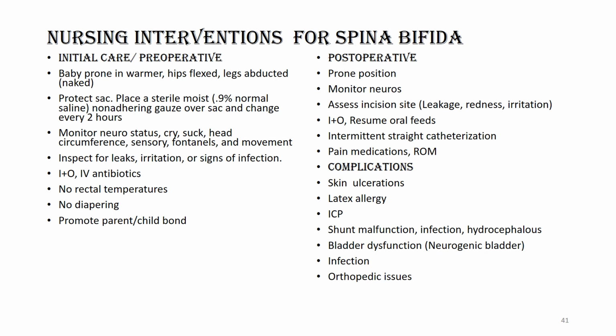The nursing care for the baby preoperatively: the baby's born and will be placed naked, prone, in a warmer with their hips flexed and their legs abducted. The sac will be present, so you want to protect it with sterile, moist, non-adhering gauze over the sac, and it needs to be changed every 2 hours. Generally, they'll use normal saline for this.